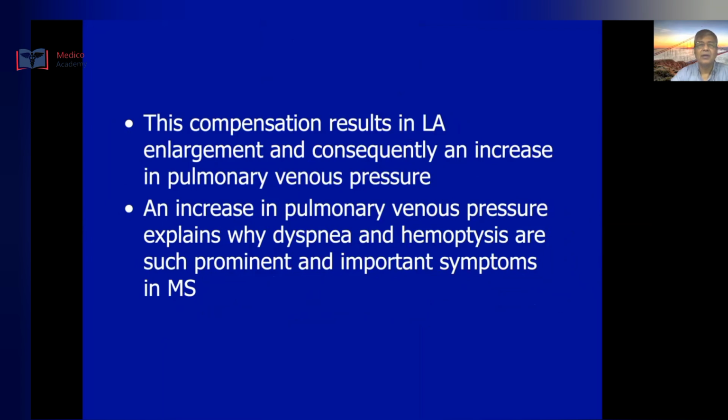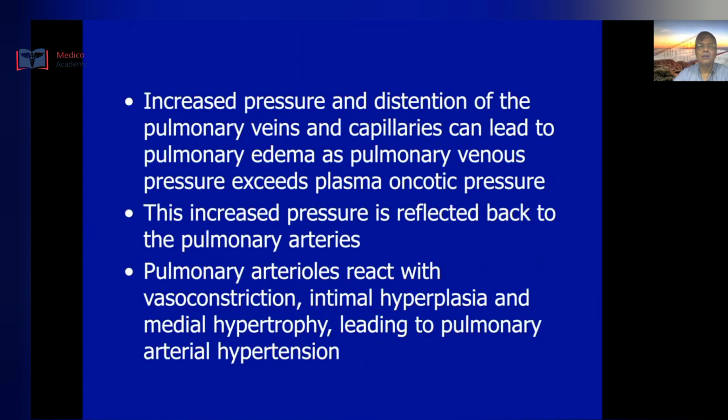This enlargement of the left atrium consequently leads to an increase in the pulmonary venous pressure because of back reflection of this pressure, and an increase in the pulmonary venous pressure explains why the patient develops dyspnea and hemoptysis in such a case. Increased pressure and distension of the pulmonary veins and capillaries can lead to pulmonary edema as pulmonary venous pressure exceeds the plasma oncotic pressure. This increased pressure is reflected back to the pulmonary arteries further.